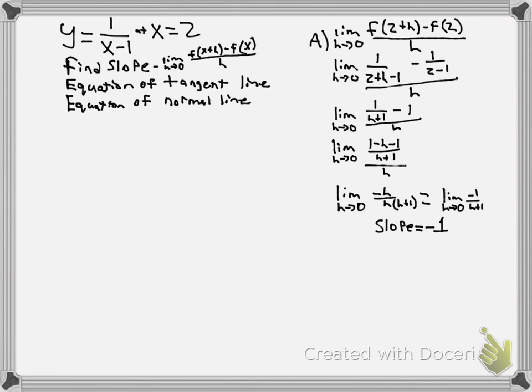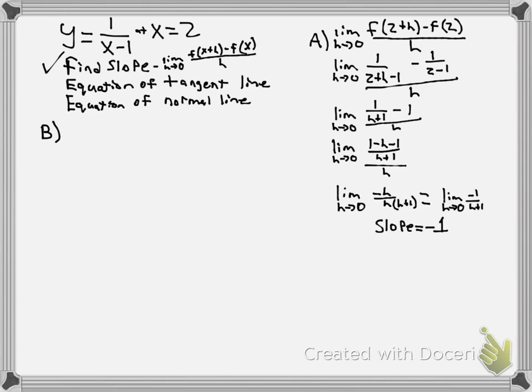Okay, I got the slope. I got the x coordinate. So I've got to think to myself, when x is equal to 2, what's the corresponding value of y? 1. So I've got a slope of -1, and I have the point (2, 1). Write the equation of a line that passes through that given point that has that given slope.